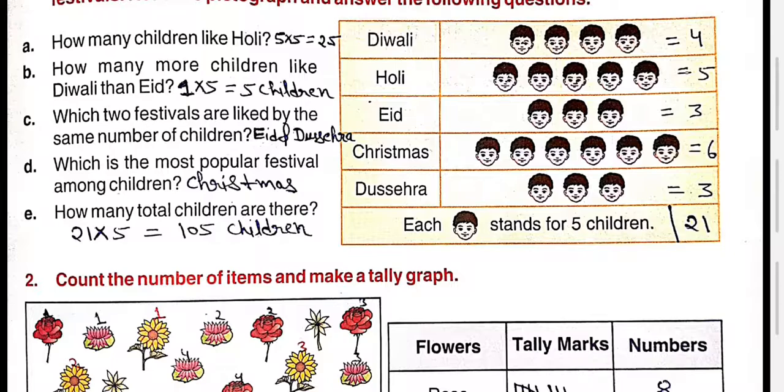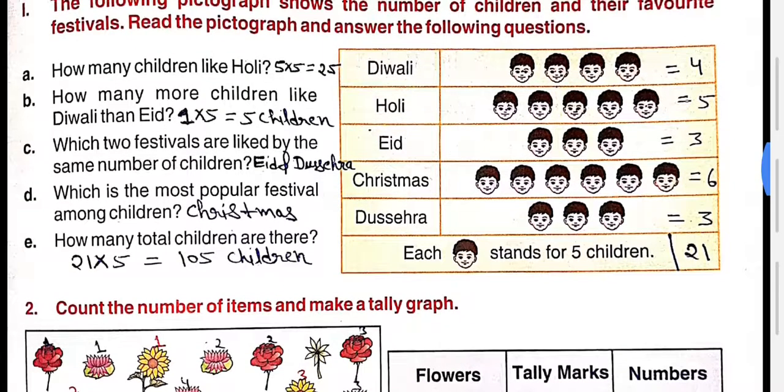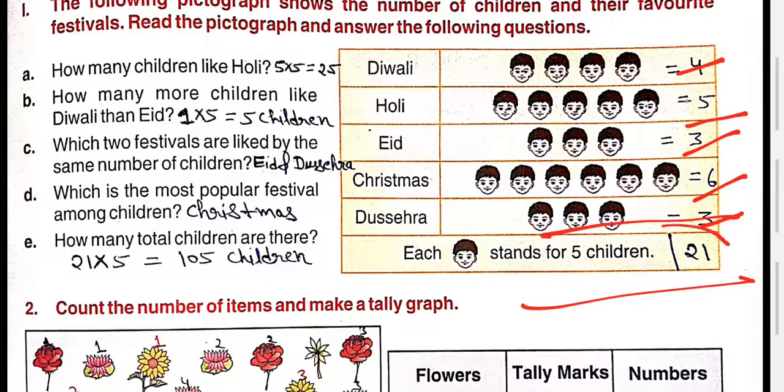Now how many total children are there? They are asking for the total number of children. First you have to find the total number of symbols. There are 4 symbols, 5 symbols, 3 symbols, 6 symbols, and 3 symbols. When you add, they become 21 symbols.